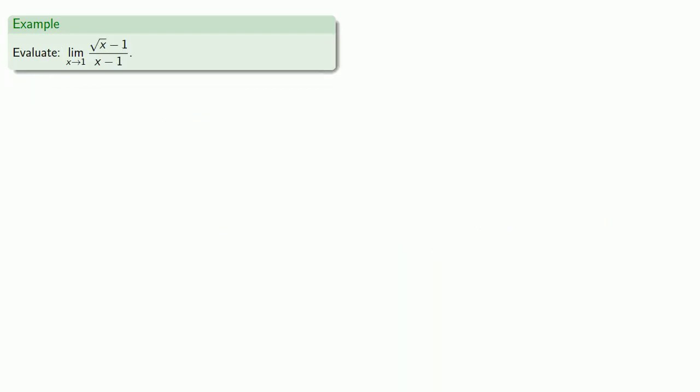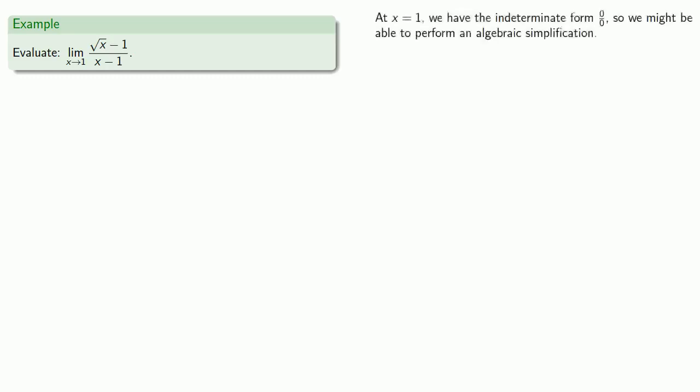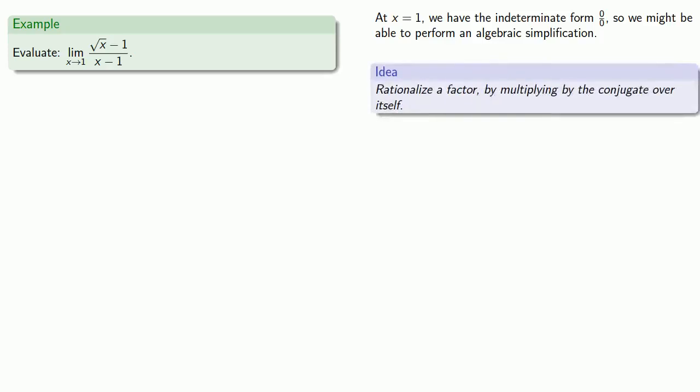How about the limit of a function involving a square root? So again, we might just try to substitute in the value x equals 1, except if we do so, we find we have an indeterminate form 0 over 0. So we might be able to perform an algebraic simplification. Here, since we have a square root, one idea might be to rationalize one of the factors by multiplying by the conjugate over itself.